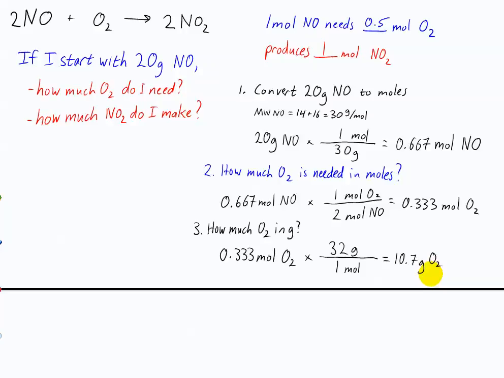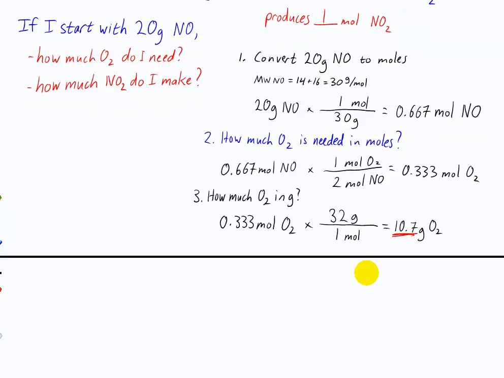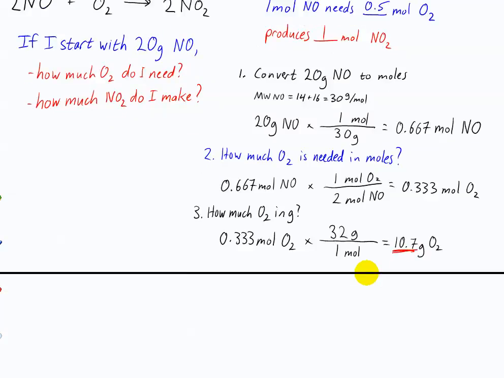So that means that answers our first question. We need to weigh out 10.7 grams of oxygen to react with our initial 20 grams of NO. And the only way we could find that is through the moles. All right. So then to get the next question, we need to figure out how many moles of NO2 we make and then convert that to grams.